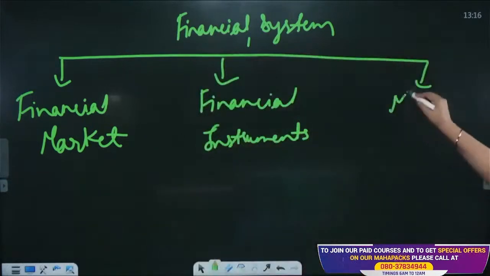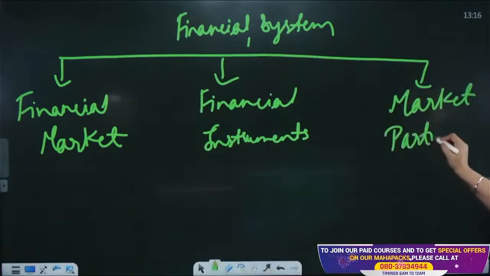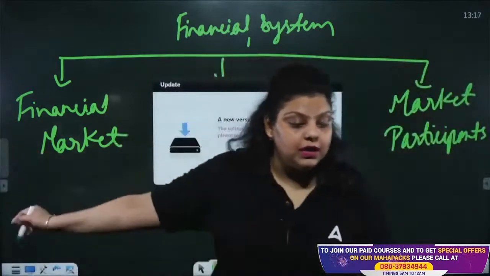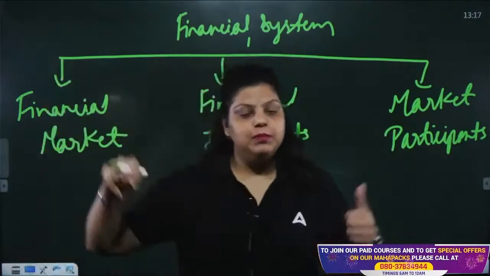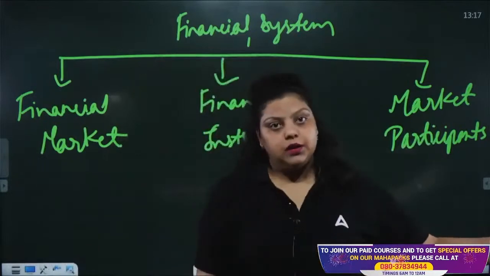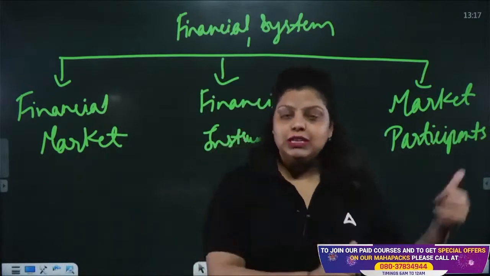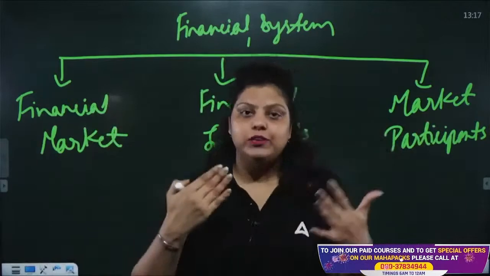Now, third, we have market participants. Market participants are the persons or the institutions who participate in the economy or in the financial market. It can be anyone. It can be you, it can be me, it can be the RBI, the government, a bank, NBFCs. Anyone can participate in the market. It can be primary dealers as well.